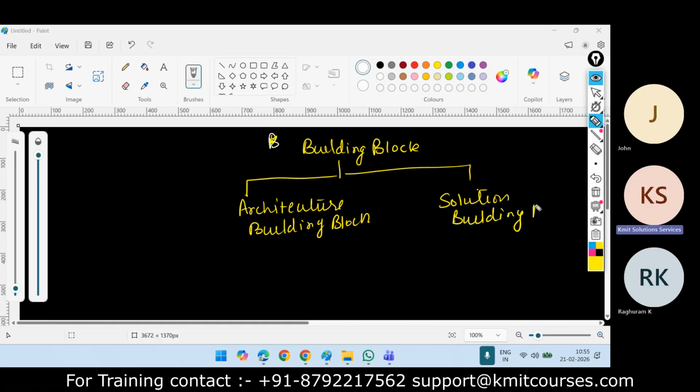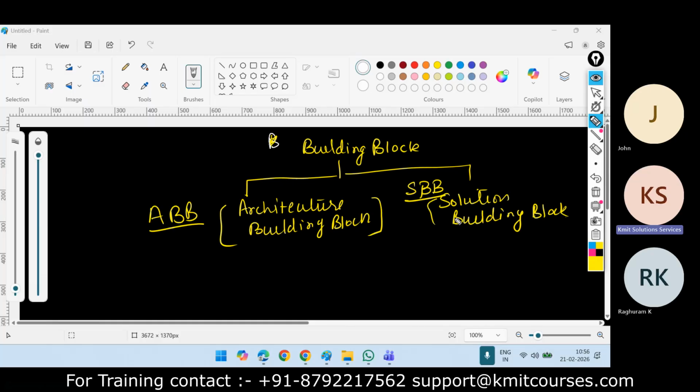It means the work packages which are required from the architecture point of view. In short, we call it ABB, architecture building block, and this we call solution building block, SBB. So the architecture building blocks are the architectural components which describe the required capability, logical or supplier independent kind of things. So those are coming in the architecture. What are the components which describe the capability, right? Logical or supplier independent.